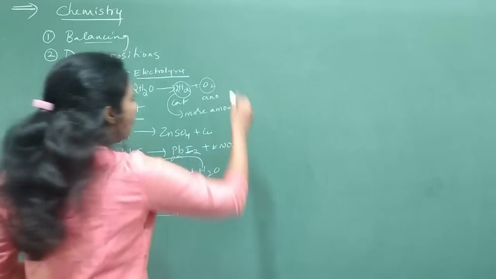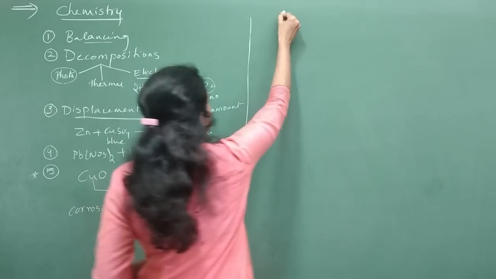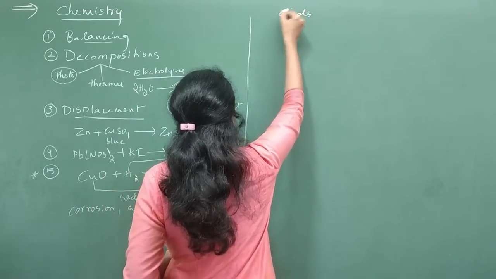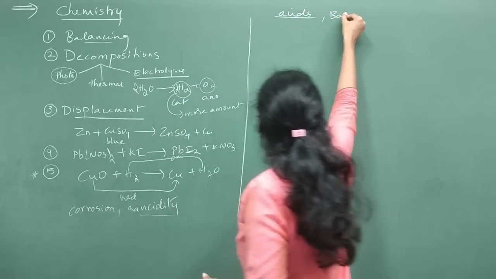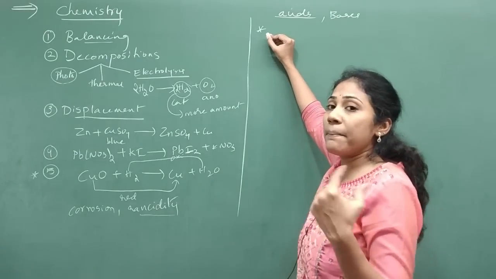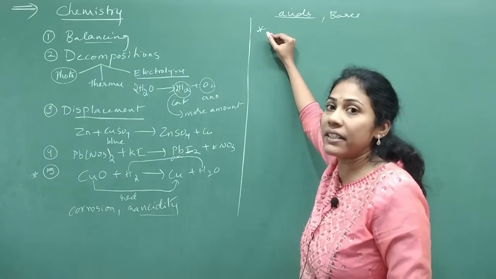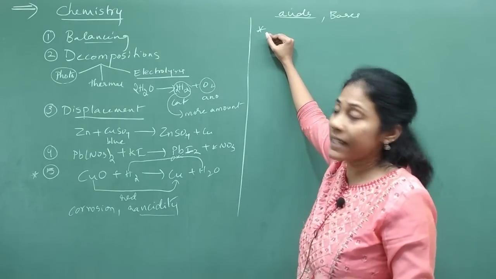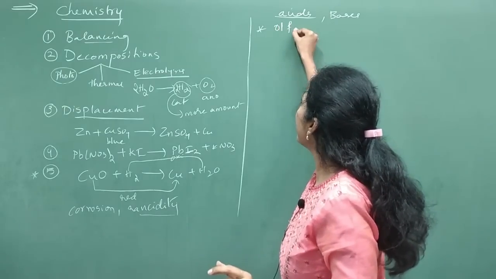Now going to acids, bases and salts. In this chapter, the first thing to focus on is indicators. You should know some examples of natural indicators, artificial indicators, and olfactory indicators are very important.